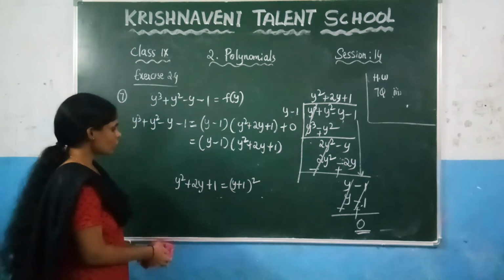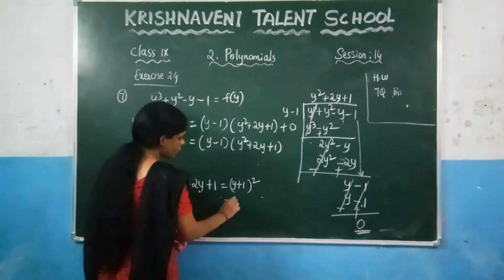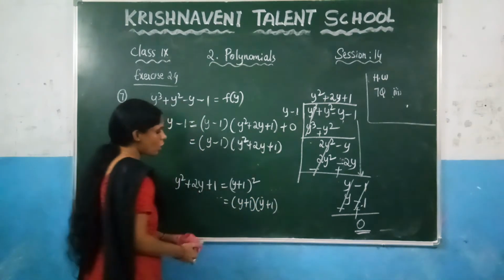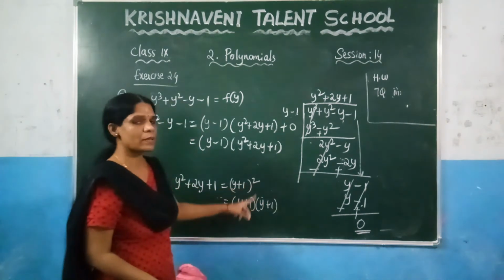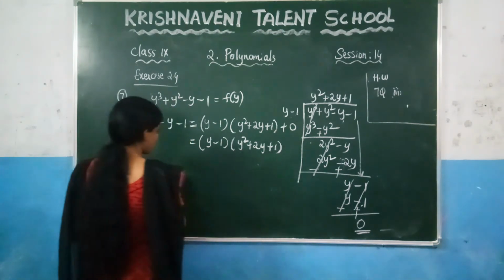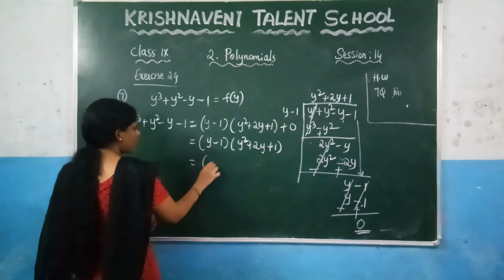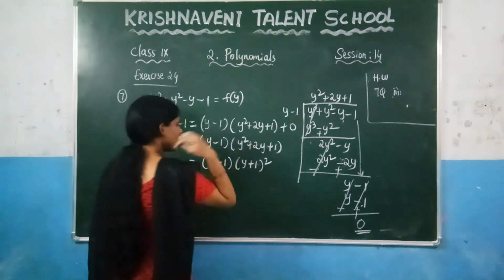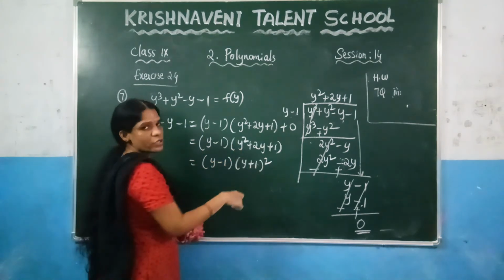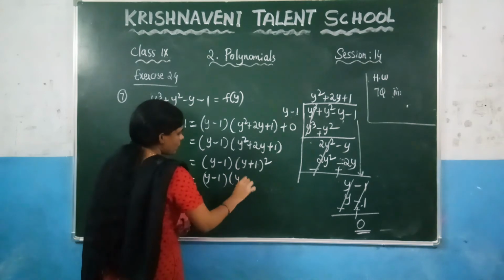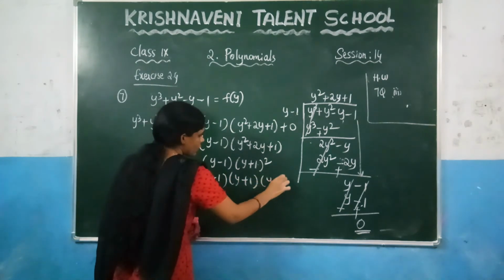which is nothing but 1 square. So here you can write this one as y plus 1 into y plus 1, because how many times is y plus 1 there? 2 times, so you can write it like this. So here directly you can write y minus 1 into y plus 1 whole square, because it is in the form of a plus b whole square. So write it here: y minus 1 into y plus 1 into y plus 1.